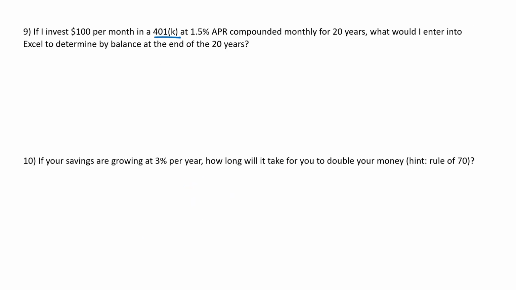When you're dealing with a 401k, the Excel function to use is the FV function. The FV function has the annual percentage rate over 12, so 0.015 over 12, comma, the number of payments, so 12 times 20 years, and then minus the amount that you invest, which is 100.